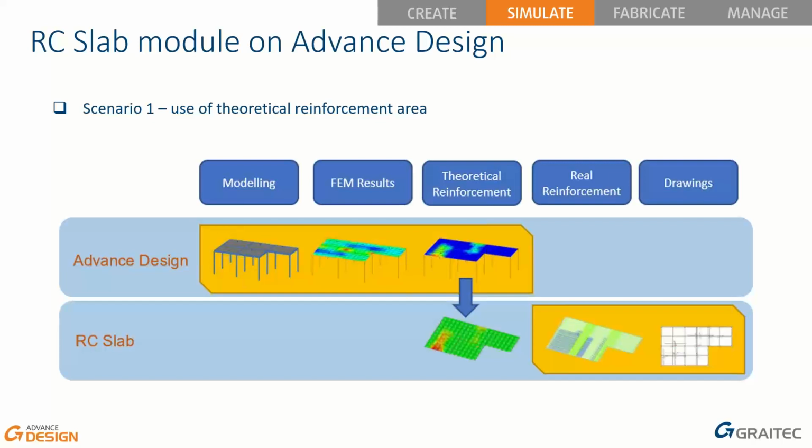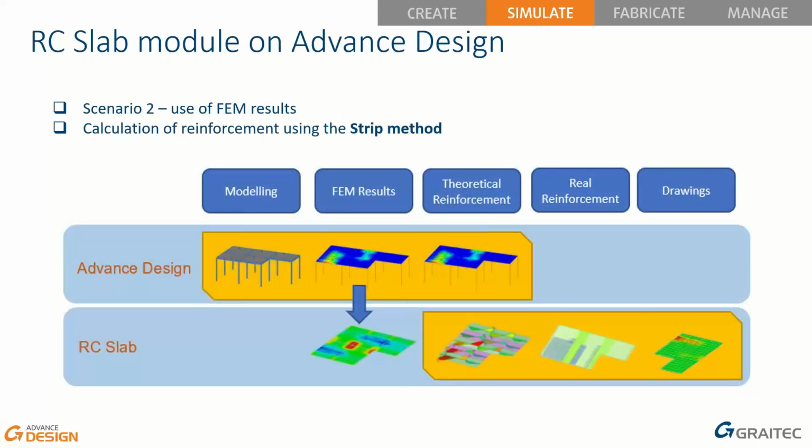Now, very shortly, what are the two major working scenarios when running the RC Slab module in advanced design? The first scenario is that we model the slab in advanced design. Then we do static calculations to get finite element results. And we calculate the theoretical reinforcement area. So that's the first scenario, the work in advanced design. Then we can import these theoretical areas to the RC Slab module. In the RC Slab module, based on that theoretical reinforcement area, we can get real reinforcement and drawings.